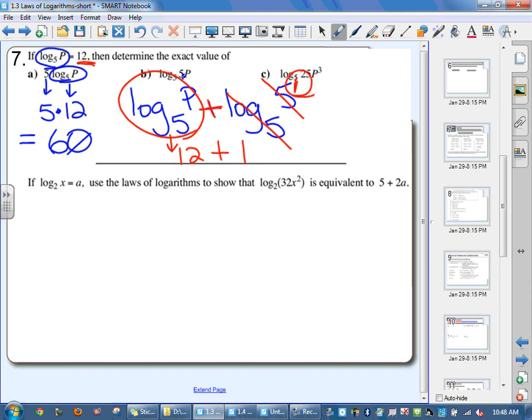And the only reason it's 13 is because they're telling us that log base 5 of p equals 12. They're giving us a value for that answer. Okay, now we're going to try letter C.